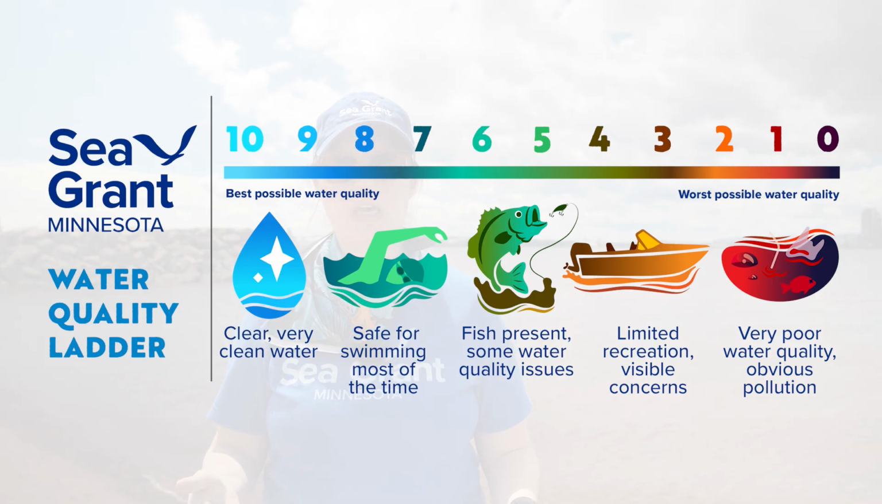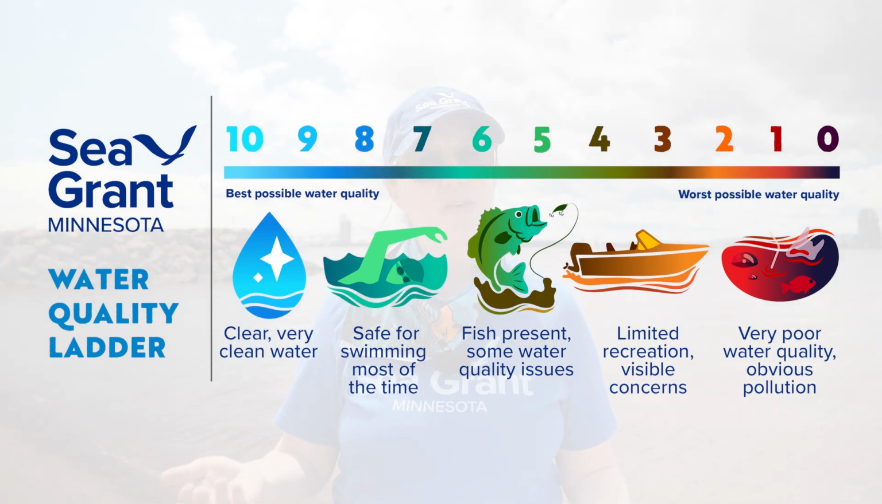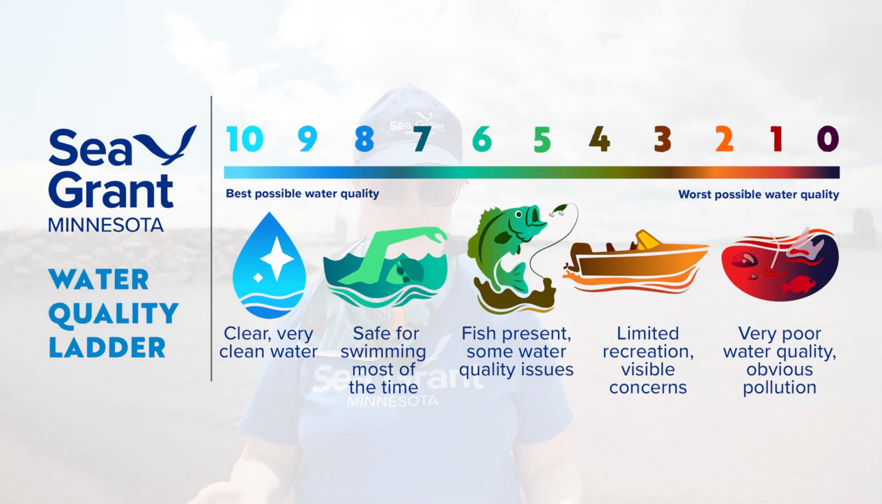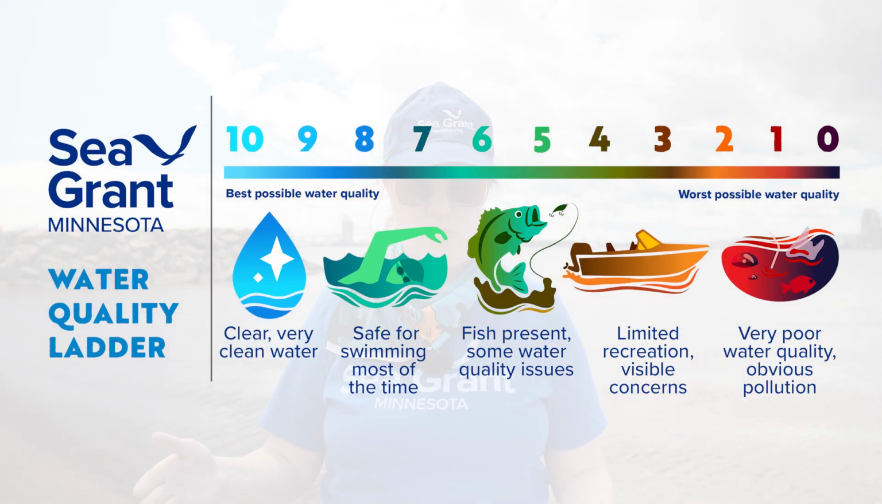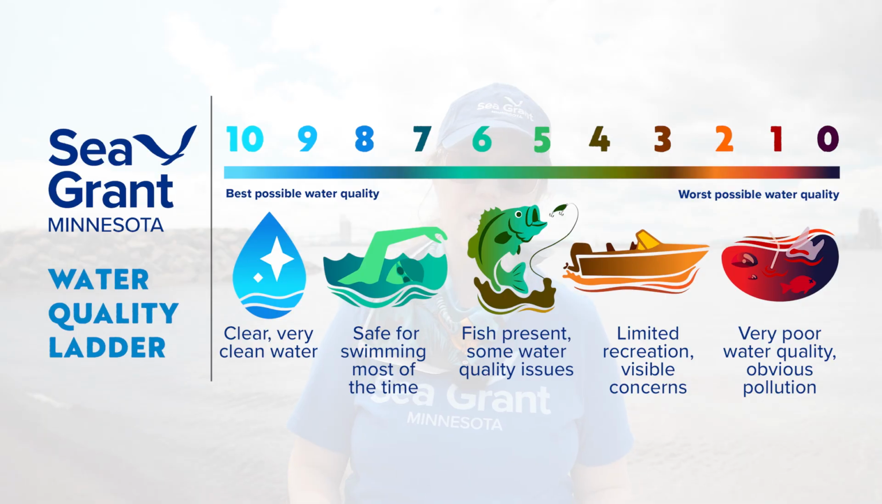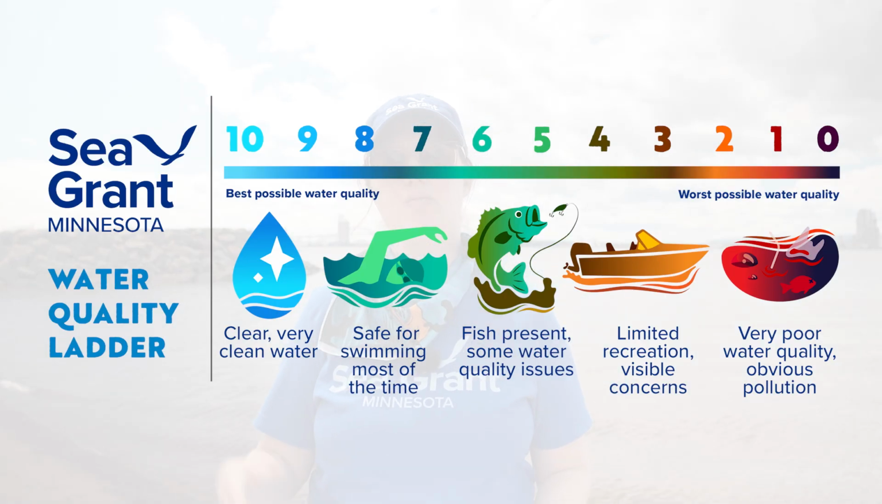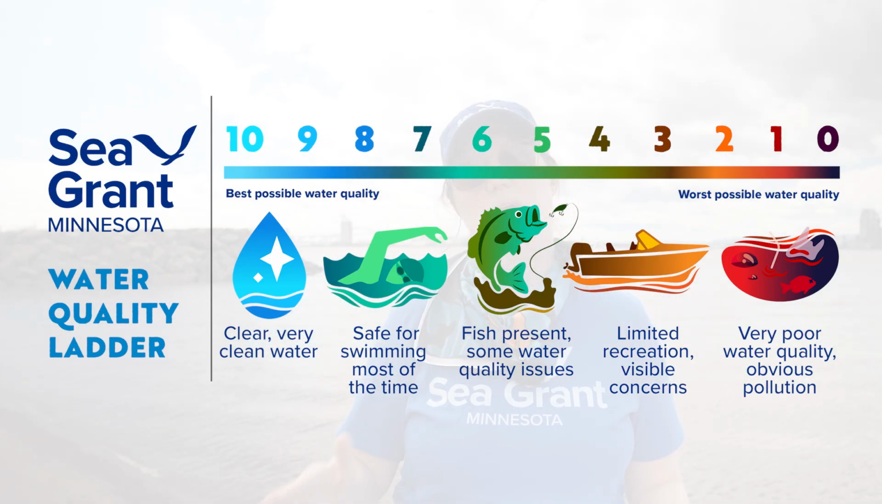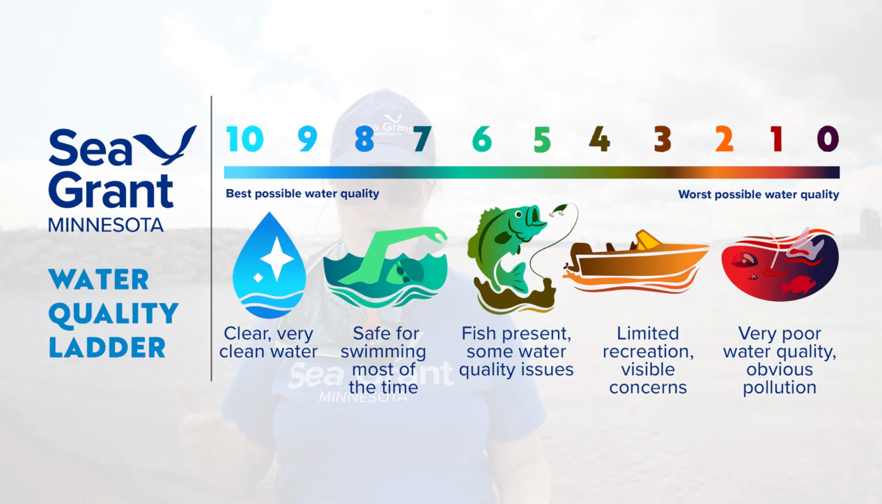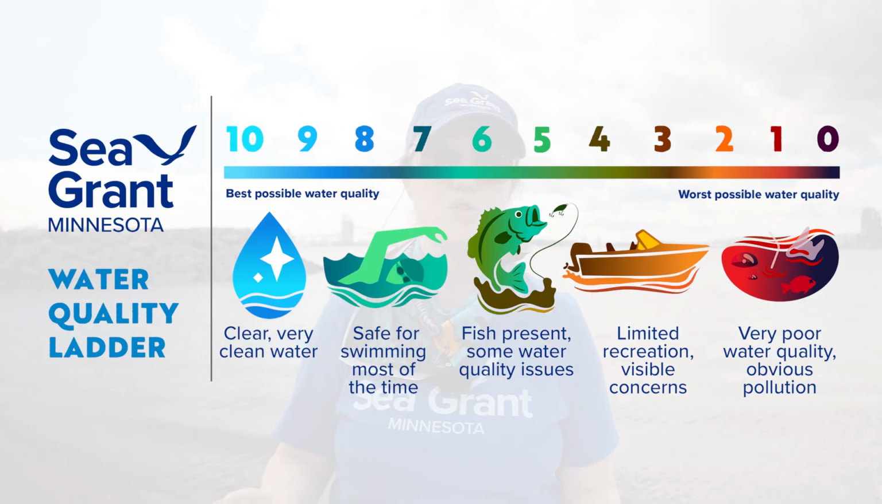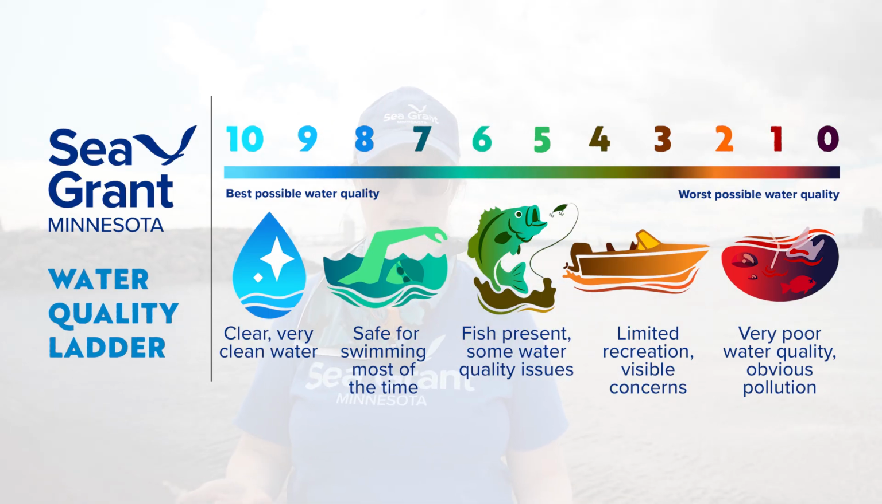5 to 6 is going to be, yeah, some fish are present. Maybe there are some water quality issues in your lake. 3 to 4 is going to be getting more to that poor water quality side of things. So maybe a 3 to 4 is getting into more limited recreation. There may be some visible concerns, maybe some debris, starting to think maybe that water quality isn't the best. And then 0 to 2 is going to be worst possible water quality. So very poor water quality, has obvious pollution. Maybe there's a fish kill, maybe you see some debris or some trash floating, things like that.